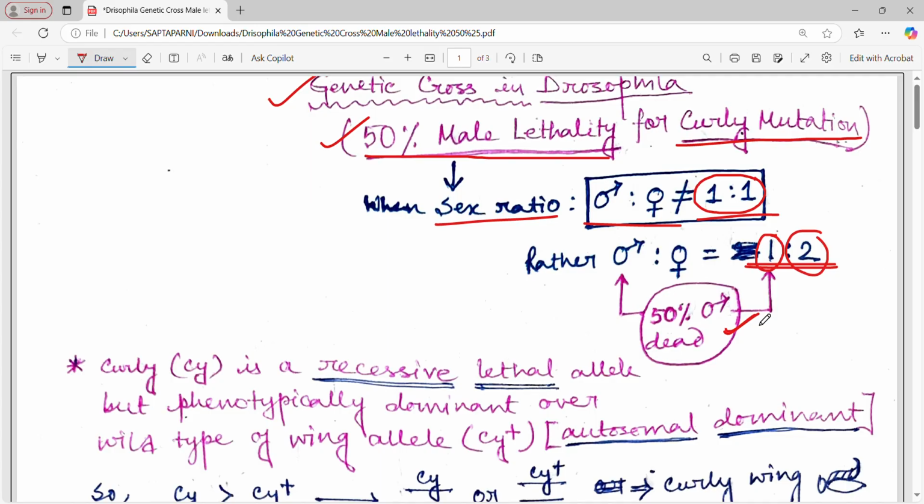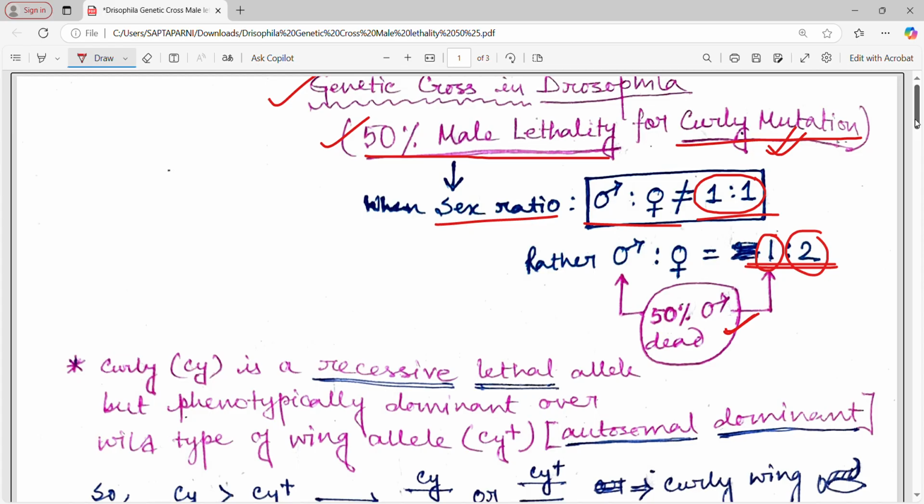As today we are going to discuss Curly mutation and related 50% male lethality, we must also know some facts about Curly mutation. For that, I would like to request you to kindly visit my video on genetic crosses in Drosophila for Curly mutation. I will give the link below in the description box, and I will also attach it at the end of the video.